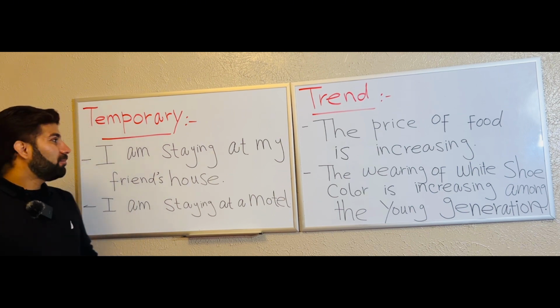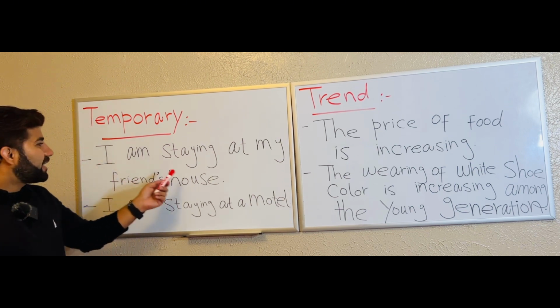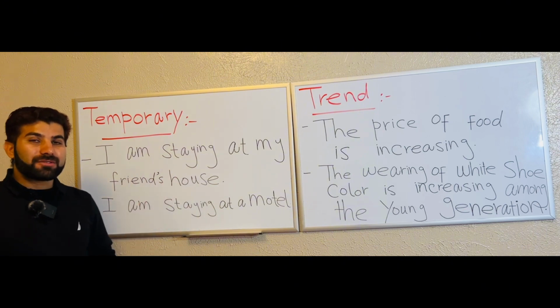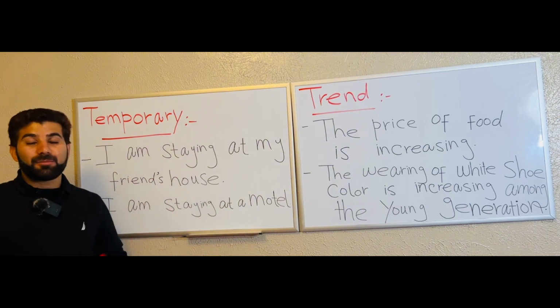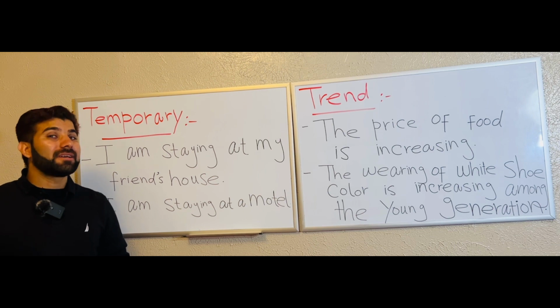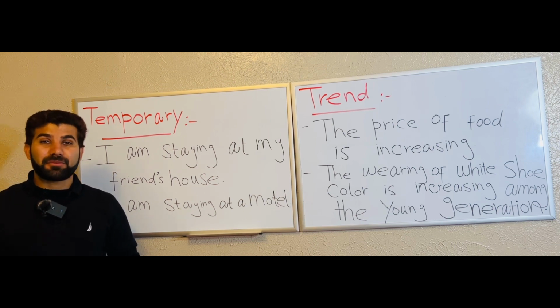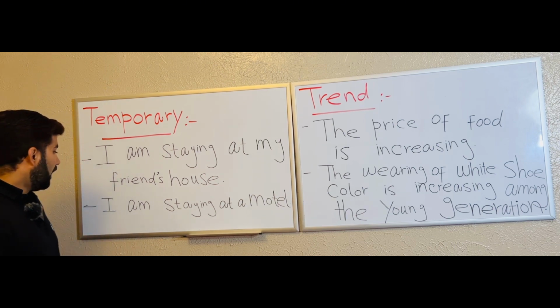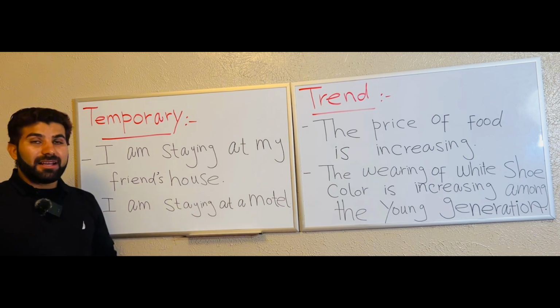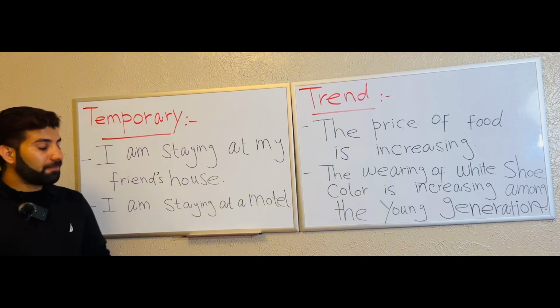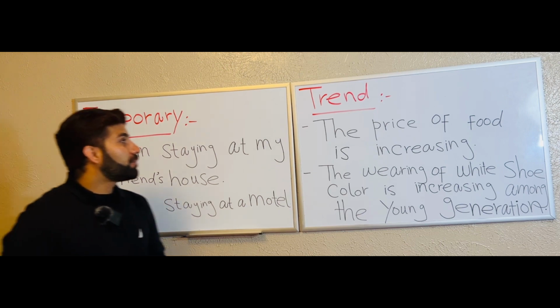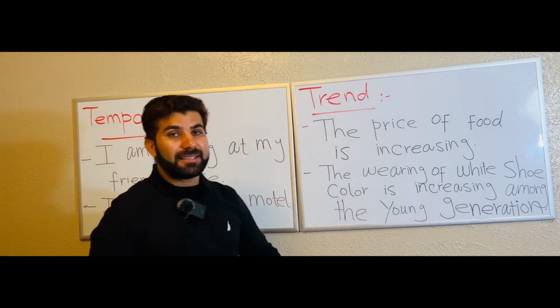All right, as we know, present continuous tense we use for a temporary purpose. Let's see this example. I am staying at my friend's house. I'm not living in my friend's house permanently, but I'm living there for a temporary purpose. I am staying at a motel. So I'm not staying in a motel for a permanent purpose. I'm staying there temporarily.